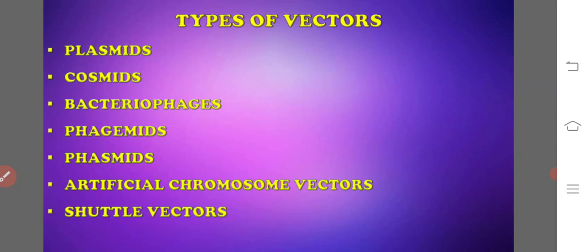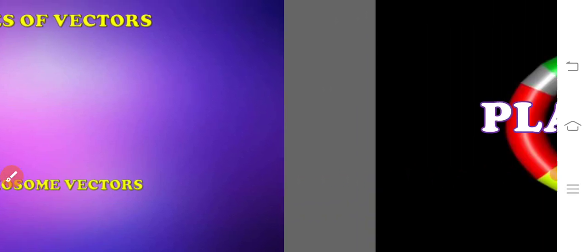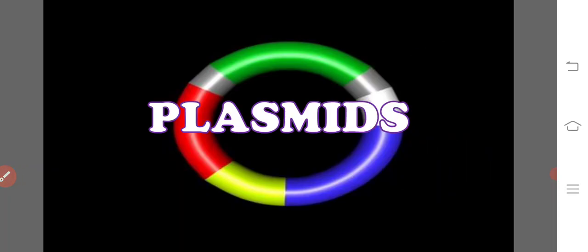And coming to the types of vectors, based on nature and sources, the vectors are grouped into different kinds like bacterial plasmids, cosmids, bacteriophages, phagemids, phasmids, artificial chromosome vectors, shuttle vectors, like that. And apart from all these types of vectors, let us see one by one. Start with the plasmids.